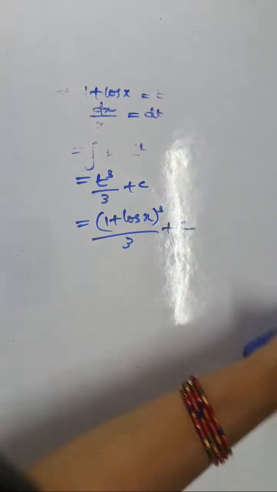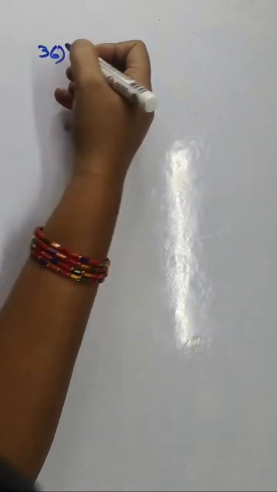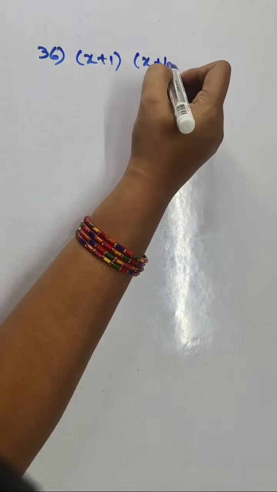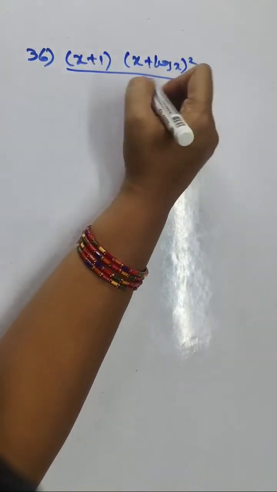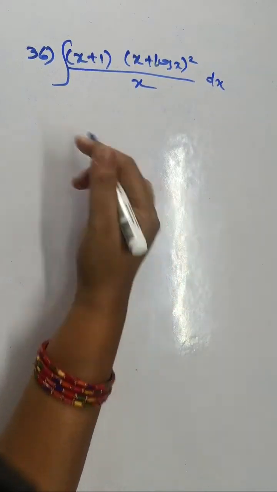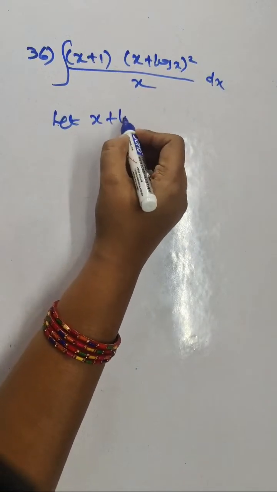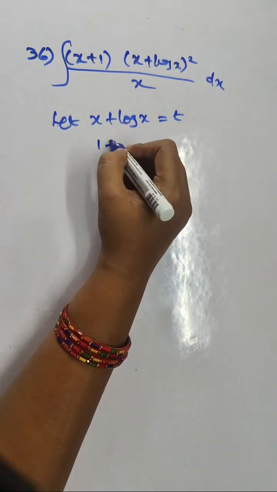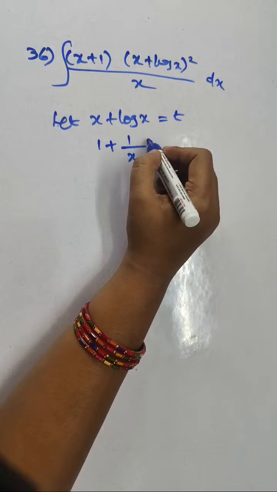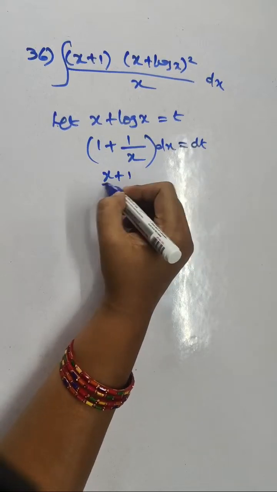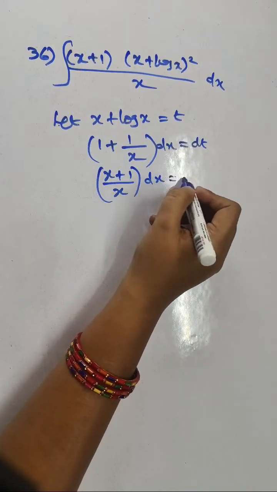Question number 36. Integral of x plus 1 into x plus log x the whole square by x dx. Okay, take x plus log x equal to t, differentiate both sides with respect to x. So this will become 1 plus 1 by x the whole into dx equal to dt. Take the LCM, it is x plus 1 by x into dx is equal to dt.